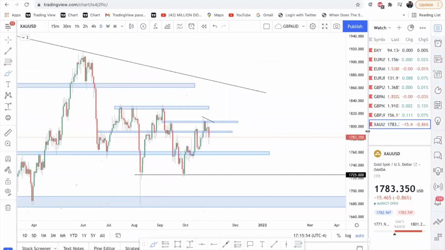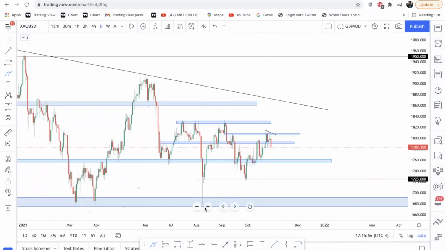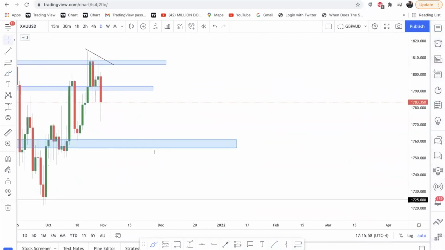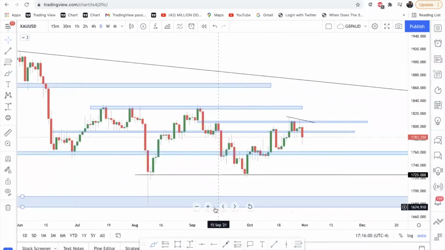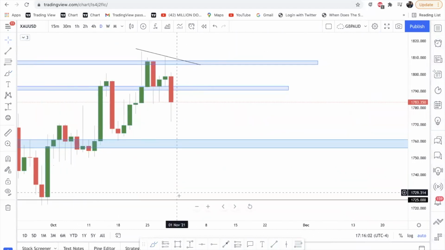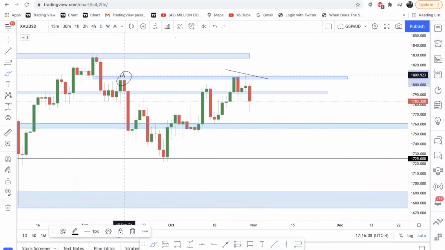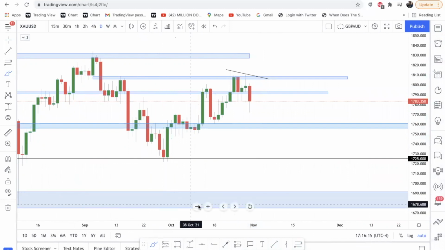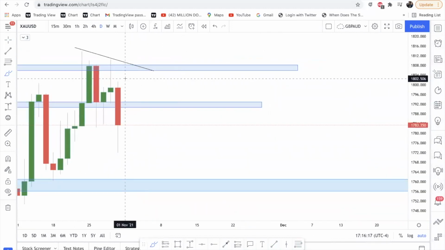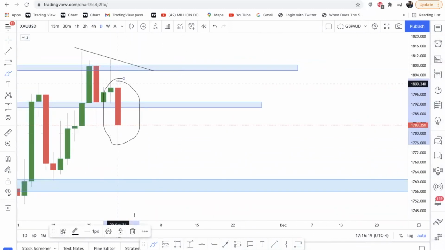And last but not least, gold. So gold ended the week with a nice rejection on the daily. See right here, it came to this level of structure where price had a sell-off in the past. It rejected right here and had a strong rejection. So seeing here on the daily, we got a strong bearish close.